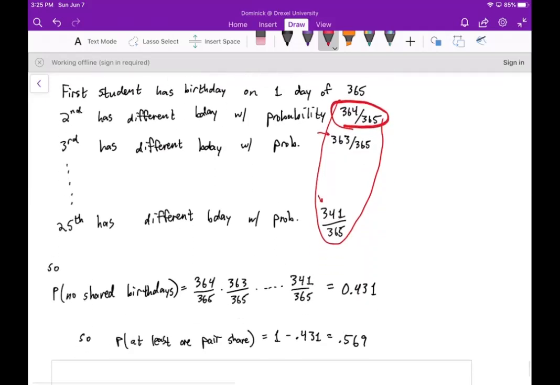So if we multiply all these numbers together, that's going to come out to be 0.431. And that's the probability that there's no shared birthdays. So of course, to get the probability of at least one pair sharing a birthday, it's 1 minus this number, which gives us 0.569. So that tells you that in a class of 25 students, there's almost a 57% chance that 2 students share the same birthday.